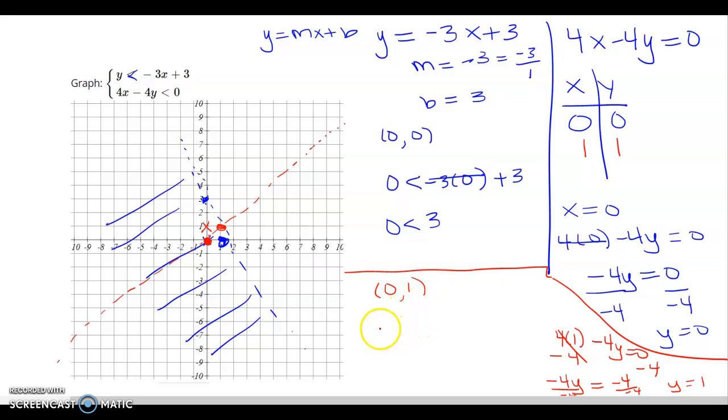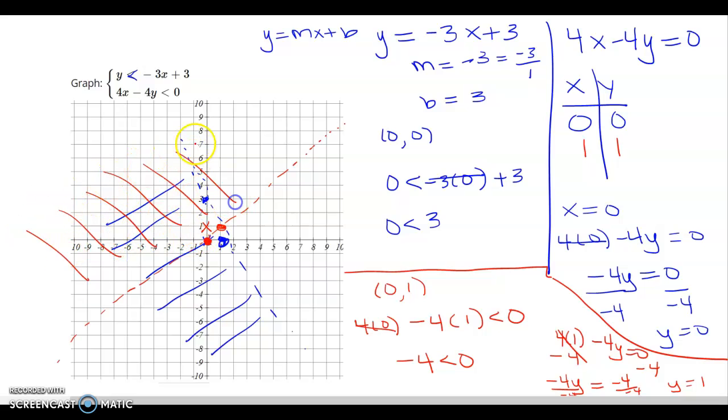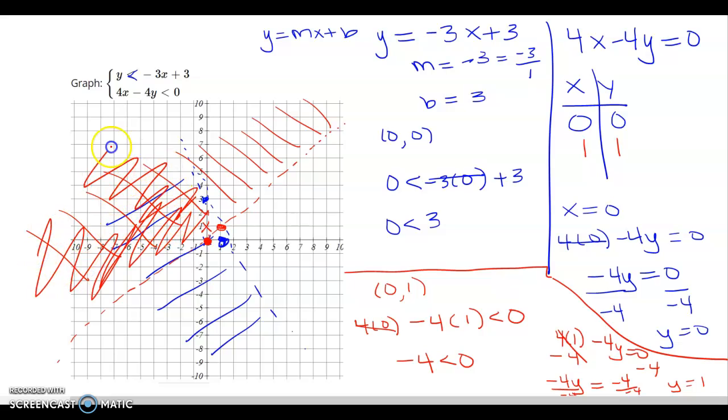0, 1. So 4 times 0 minus 4 times 1 is less than 0. So we want to use that original inequality. So we get negative 4 is less than 0. Is that true? Why, yes it is. Negative 4 is less than 0. And so we shade the area where that point is, which is right up here. So our final shading then will just be this area in between the two lines. Okay, because you've got this one going up, that one going down, and so that's our final shading.